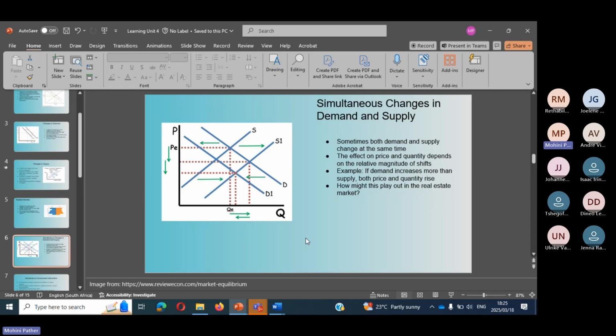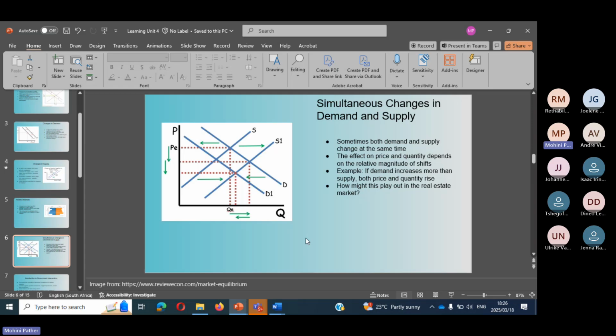Okay, so occasionally in our markets, and this is actually what happens on a daily basis, we get simultaneous changes in demand and supply. Sometimes they're both shifted for different reasons, and the magnitudes of those shifts are different as well. So if demand increases more than supply, then both price and quantity will rise. But for how long?